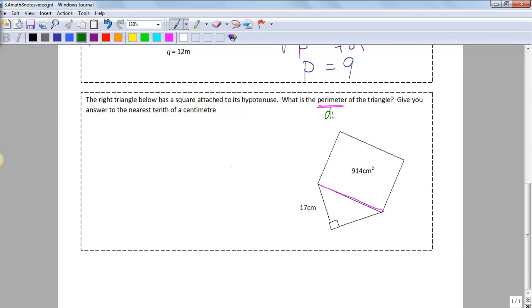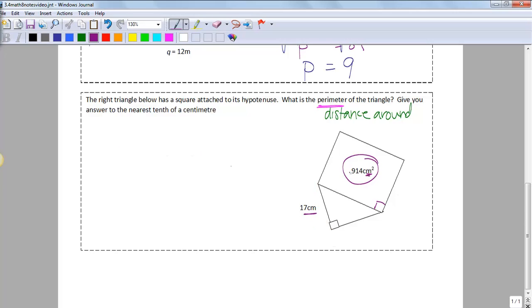Now remember that perimeter is the distance around a shape or an object. So what we're going to need to do is find the 17 plus this side plus this side. Give your answer to the nearest tenth of a centimeter. So right now it looks like we're kind of in trouble because I only see one side of those three triangle sides. But this is really helpful. That centimeter squared is the area of the square.